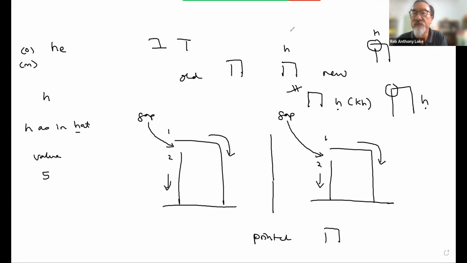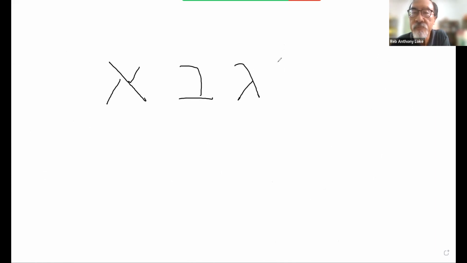So we have learned five letters, the first five. Here is where we see why we do the five: Aleph, Beth, Gimel, Daleth, Hey. See?